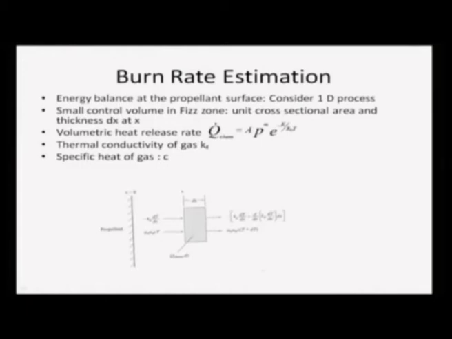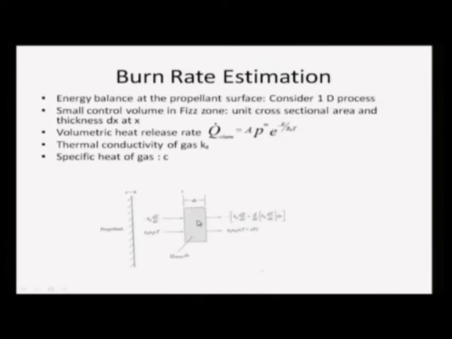We will consider a one dimensional process. Here you can see a propellant is given at x equal to 0. This is my fizz zone. Let us consider a small control volume in this fizz zone at a distance x from the propellant surface having a width of dx, and with a unit cross sectional area for this propellant. Now, this propellant is burning.